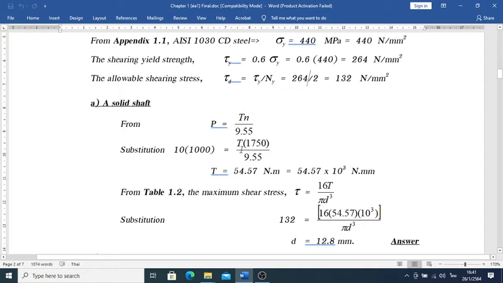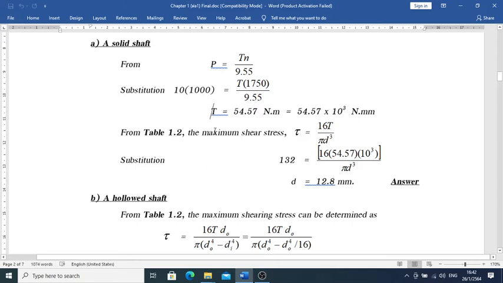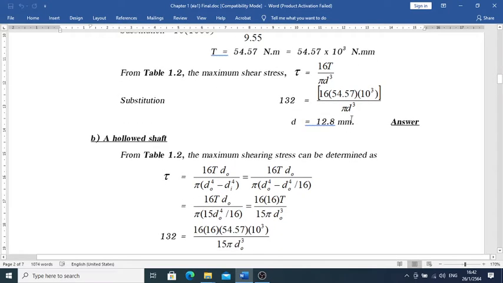10 kilowatts and n is 1,750, and 10 kilowatts is multiplied by 1,000. We find the torque automatically, in newton meters. And then based on table 1.2, we found tau is equal to 16T over pi d cubed. We make the substitution and we have one unknown left. We got the diameter of 12.8 millimeters, respectively. That's the answer.